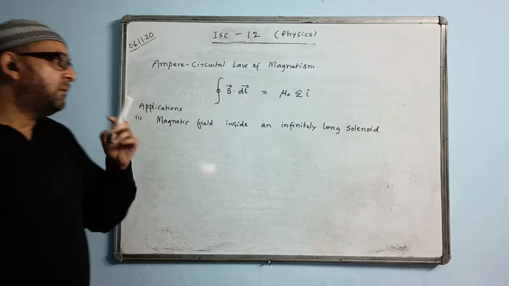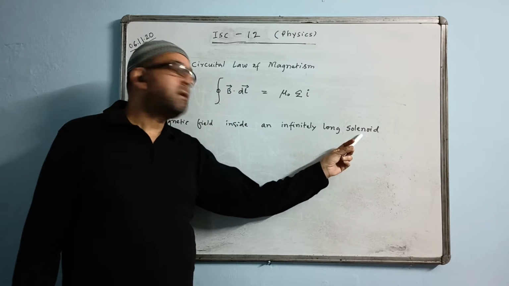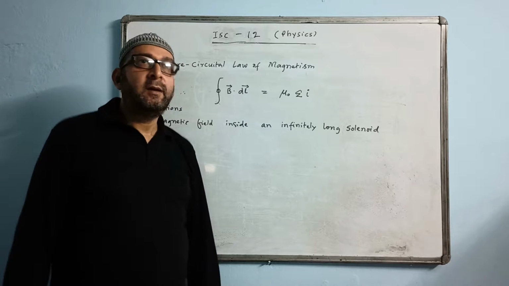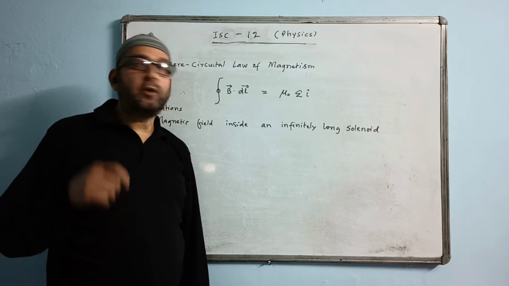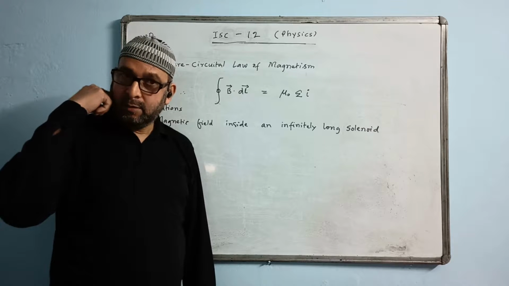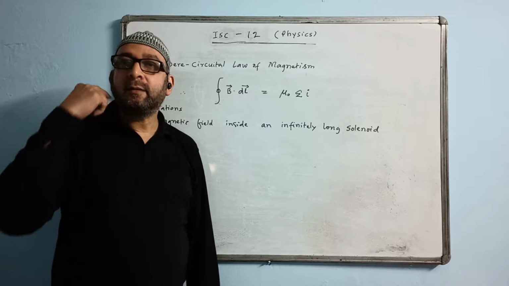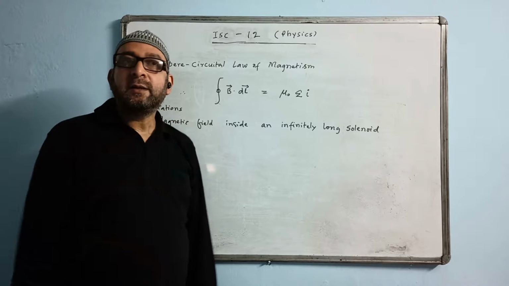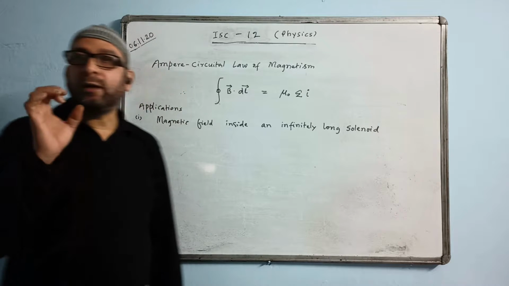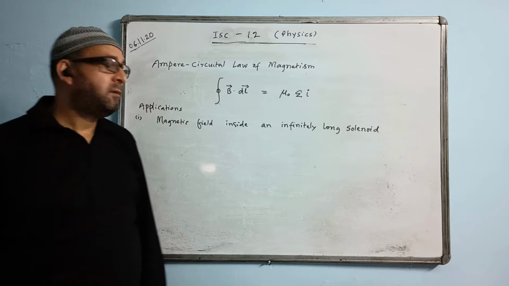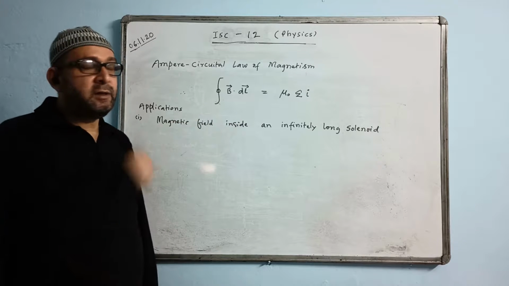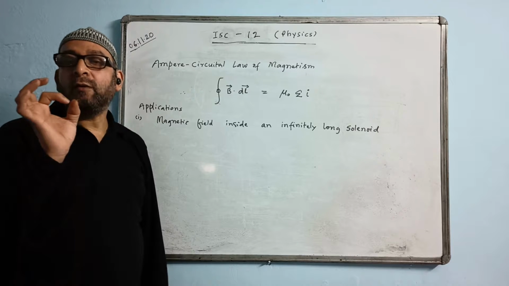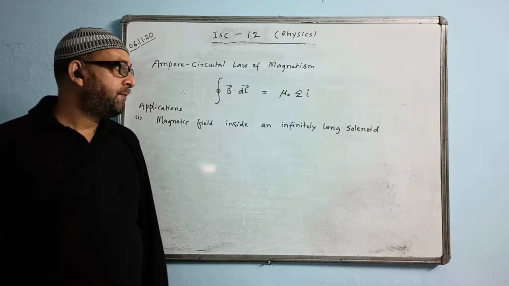As I told you last time, what is a solenoid? Once again, a reminder: what is a solenoid? We say a solenoid is a long copper wire turned in the form of coils like this, such that the diameter of each coil is much less than its entire length. That means you have to make the coil of small diameter.